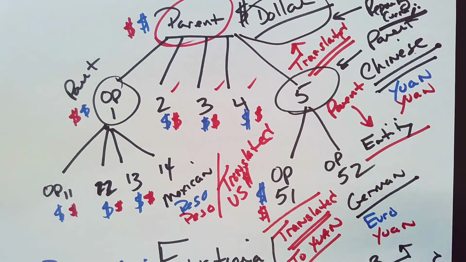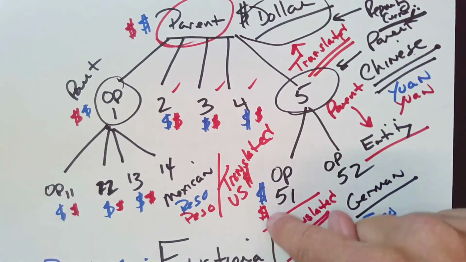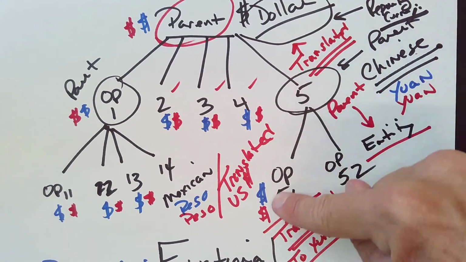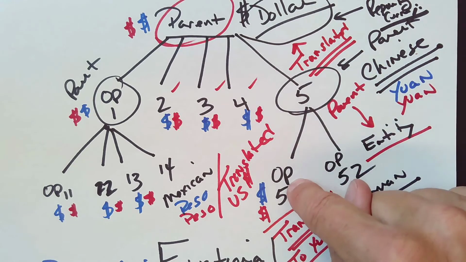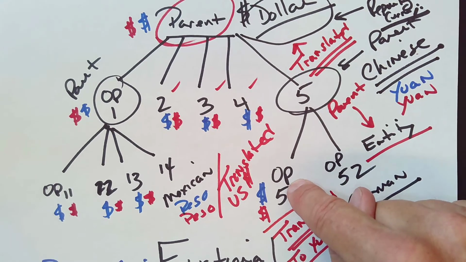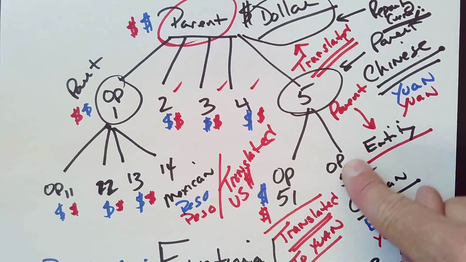So each one of these steps has to be done independently. You can't sit there and just consolidate this up to the parent because you may have intercompany transactions going back and forth between the Chinese sub-parent and Op 5-1. And then Op 5-2, we've determined that the yuan is the functional currency, so this has to be entirely remeasured.